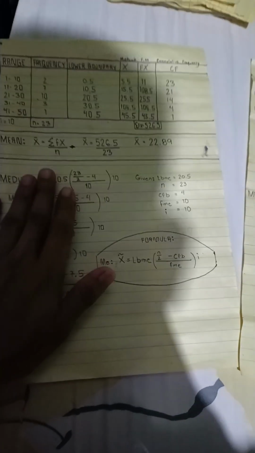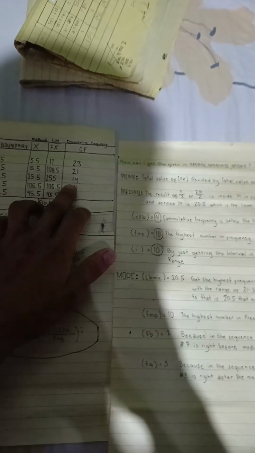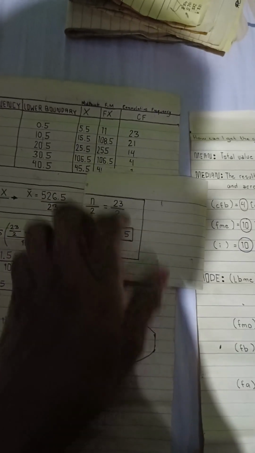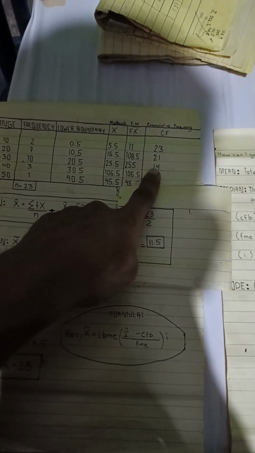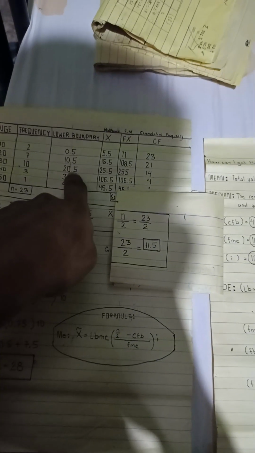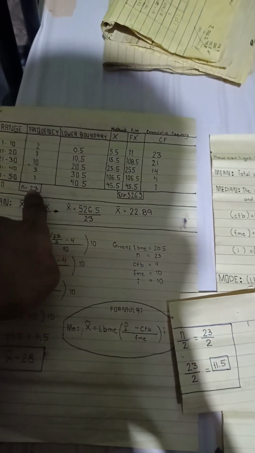So in finding the median, here is our formula given. This is our solution. First, I will discuss the given. Why is LBME 20.5? It's because the result of n over 2, or 23 over 2, which is 11.5, is located inside the 14 in the cumulative frequency. Across from that, we can locate the lower boundary, which is 20.5. N is 23, the total value of frequency.